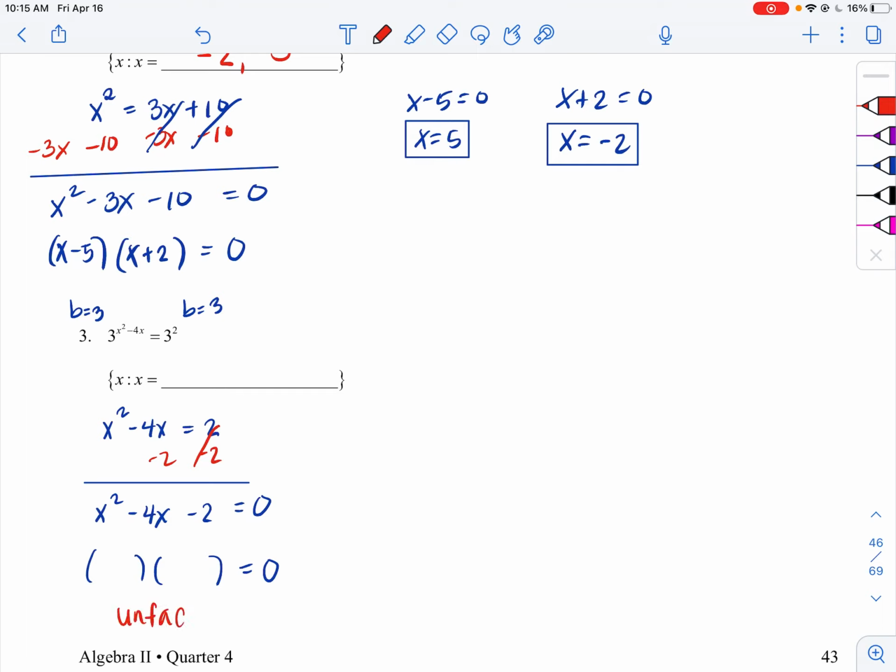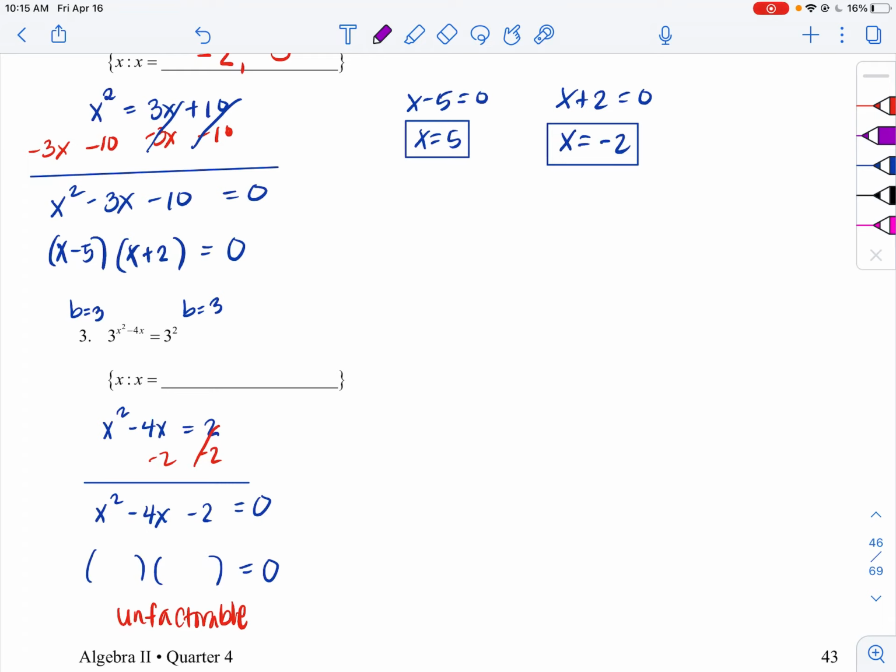Note: unfactorable. And because we cannot factor this, we are left with two choices. We can either do completing the square. Hopefully you remember that. If you don't, please watch the previous video called completing the square. Or you can also use the quadratic formula.